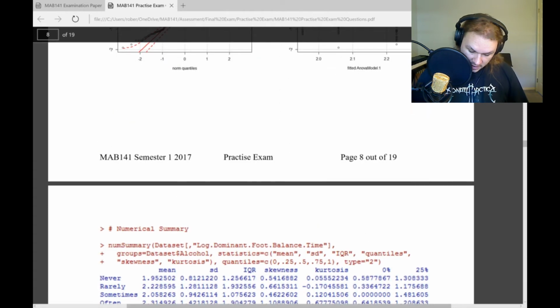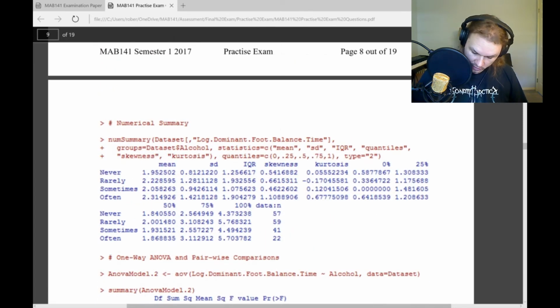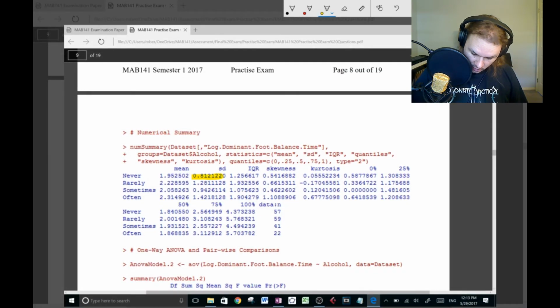The next one is the test for equal variances. Again, the Levene's test hasn't been given, so what we can do is have a look at the standard deviations, which are there. Now, to my eyes, these look pretty close.